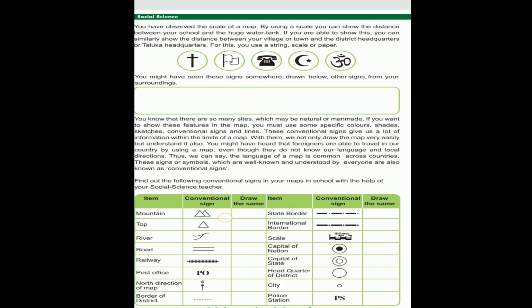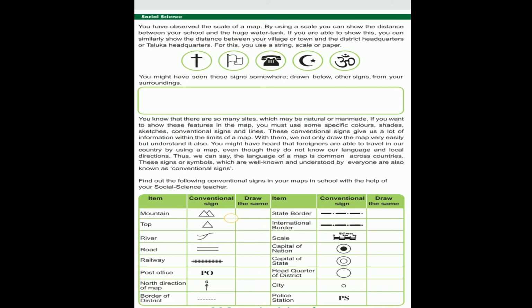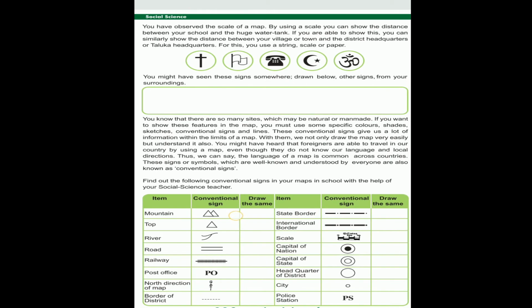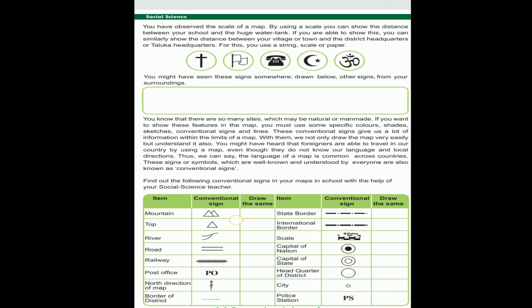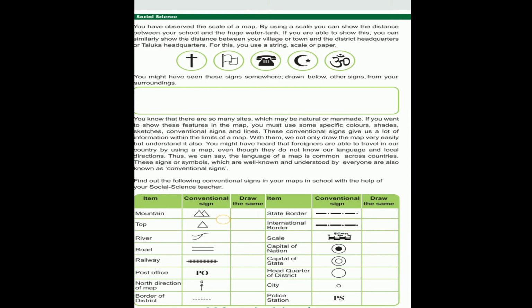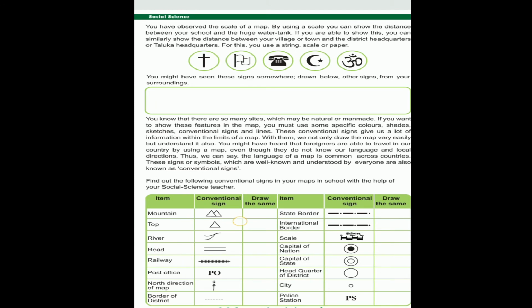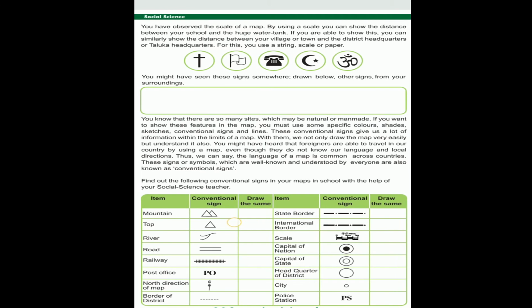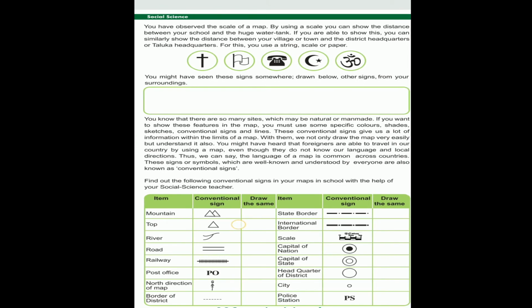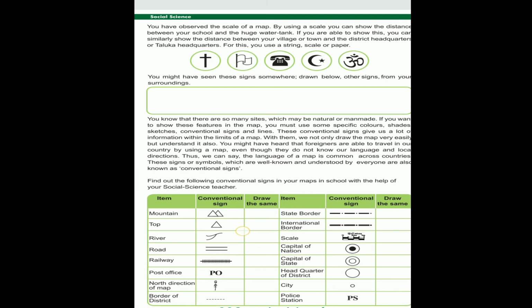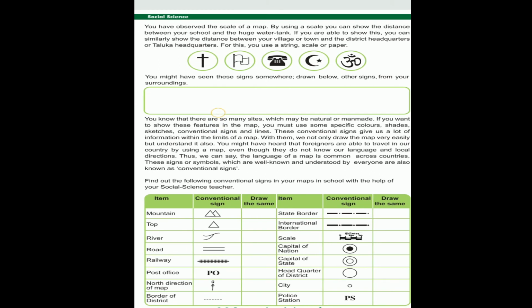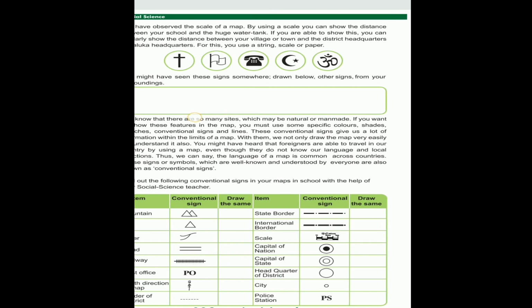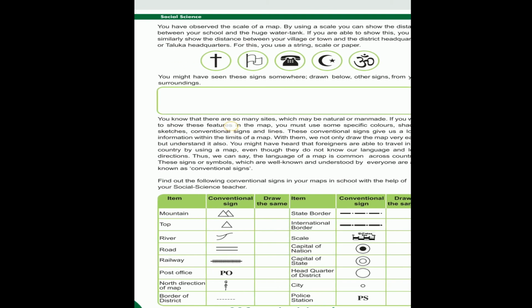With them, we not only draw the map very easily but understand it also. You might have heard that foreigners are able to travel in our country by using a map, even though they do not know our language or local directions. Thus, we can say the language of a map is common across the country. These signs or symbols, which are well known and understood by everyone, are known as conventional signs. Find out the following conventional signs in your school maps with the help of your social science teacher.